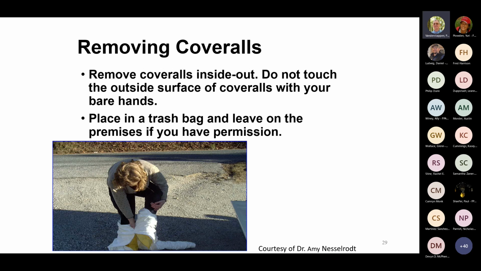Removing coveralls. Remove coveralls inside out. Do not touch the outside surface of the coveralls with your bare hands. Remember, you took your gloves off. Now your hands are clean, so you've got to work on taking your coveralls off and peeling them down. So you're basically going inside out, and place in a trash bag and leave on the premises if you have permission. So again, if you're pulling all this PPE off, put it in a plastic bag, and hopefully you've talked to the producer about leaving it on your way out. Don't pick all the stuff up, put it in the trash bag, then run across the property to put it in a trash can. You've defeated the purpose of the whole process.